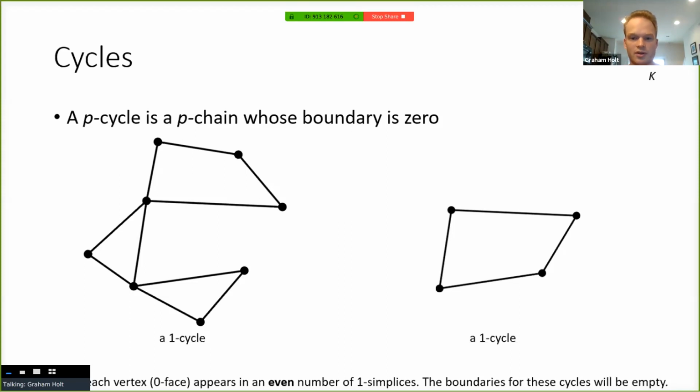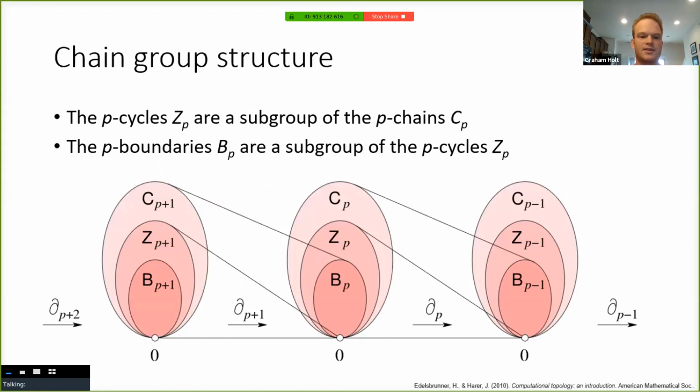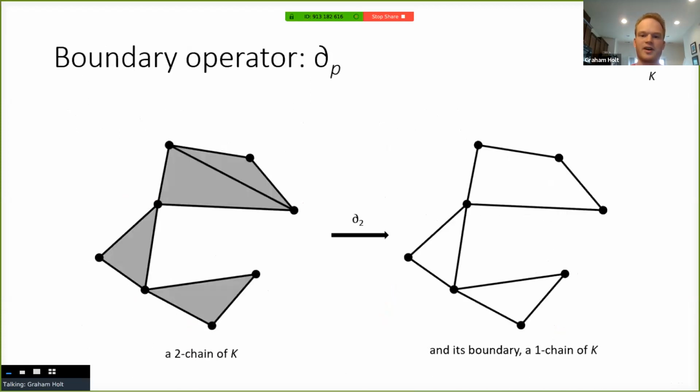It's useful to note also that the cycles form a group. So the P chains form a group, the cycles form a subgroup of the P chains, and the boundaries, which are essentially, as we've defined them here, right?